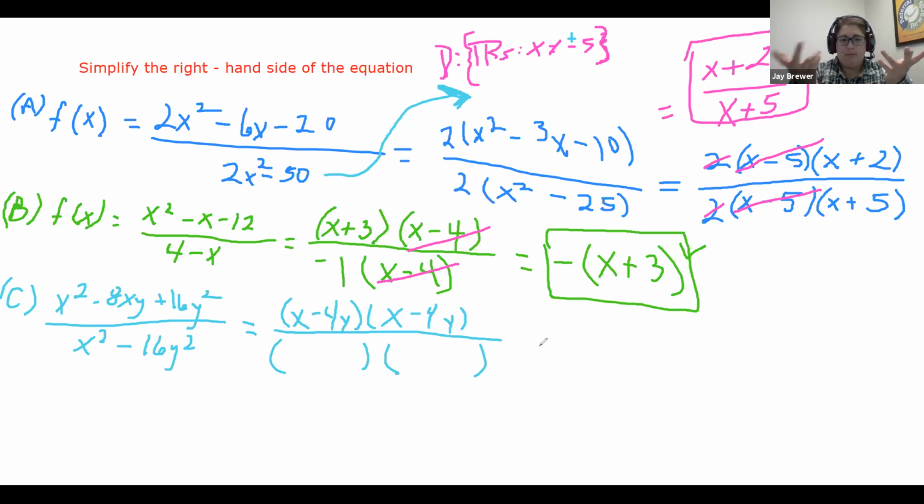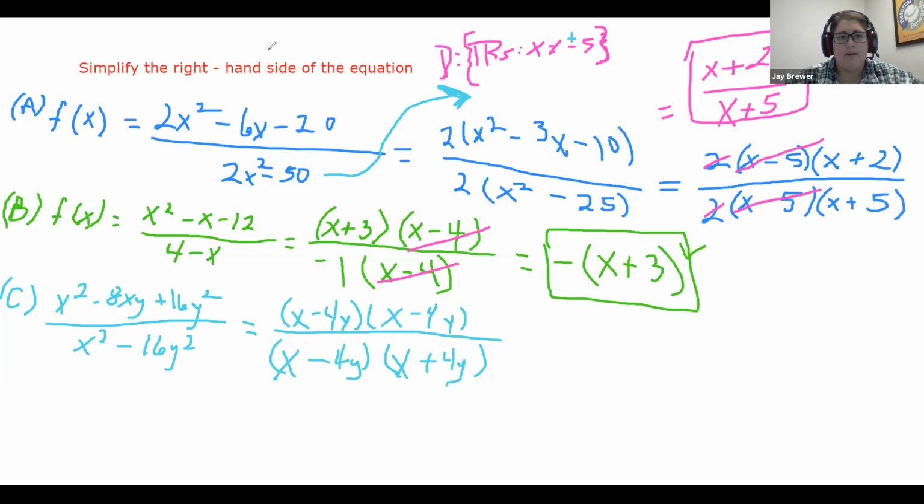All right. The bottom is going to be pretty similar. We're going to use the x's first, of course. Then we'll have opposite signs. One will be positive, one will be negative. And then we're going to do the same thing, 4y and 4y. Okay.